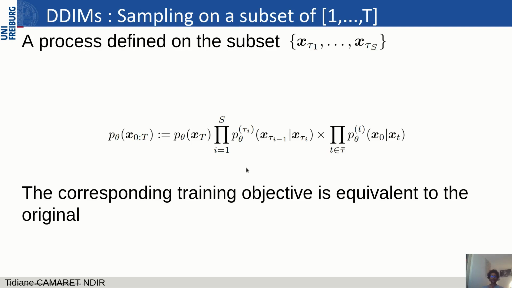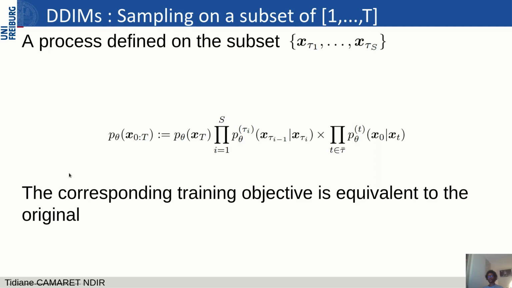So let's say that we have a subset indexed by tau 1 to tau s. So for every step of the subset, we define the distribution given the previous step of the subset. So the definition of the original generative process changes once again here. But the authors also prove that once again the corresponding training objective is equivalent to the original training objective. So there is no need to train a model for every possible subset of the original sequence.